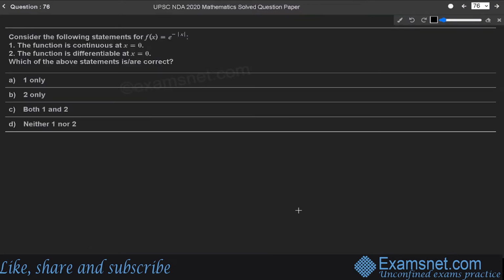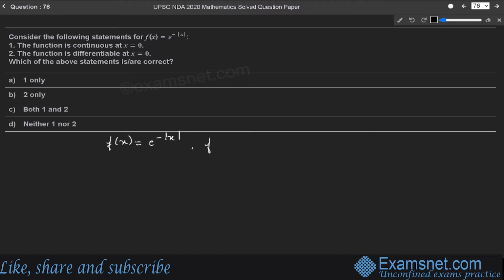Next question is, consider the following statements for f of x is equals to e to the power minus mod of x. First statement is the function is continuous at x is equals to 0. Second statement is the function is differentiable at x is equals to 0. Which of the above statements is or are correct? This is a question from limits and derivatives. We have to find which statement is correct. So first let us write the function. Function is f of x is equals to e to the power minus mod of x.